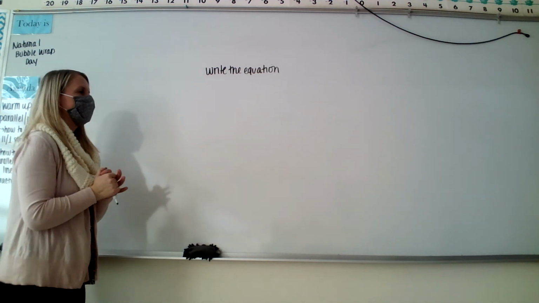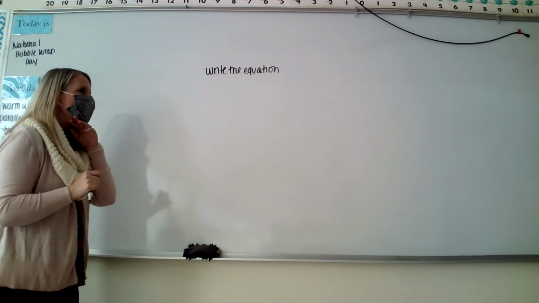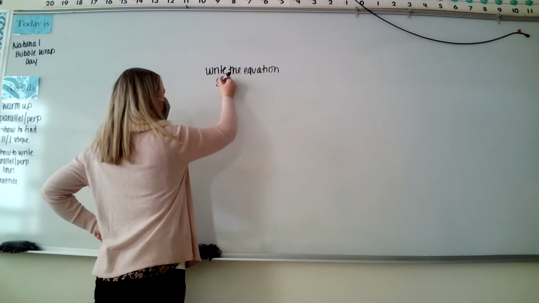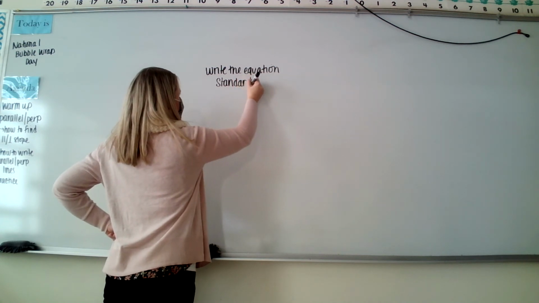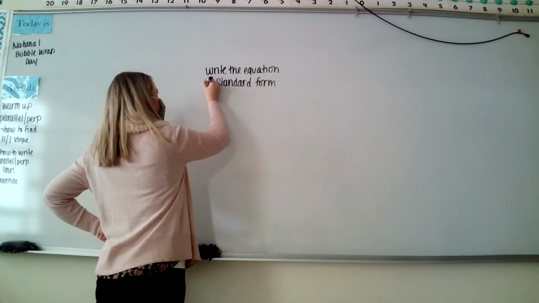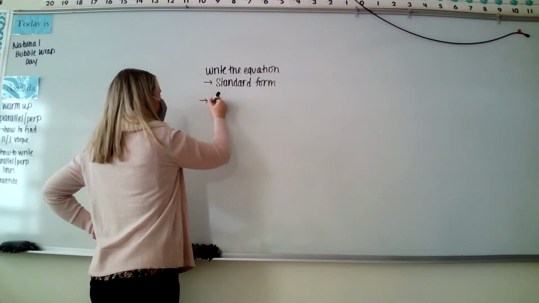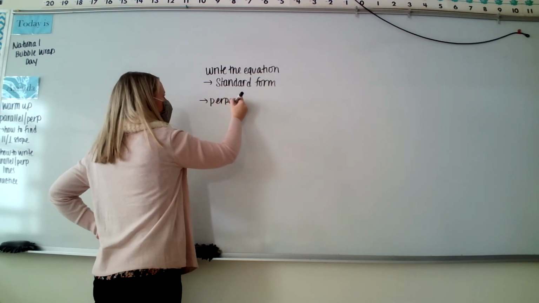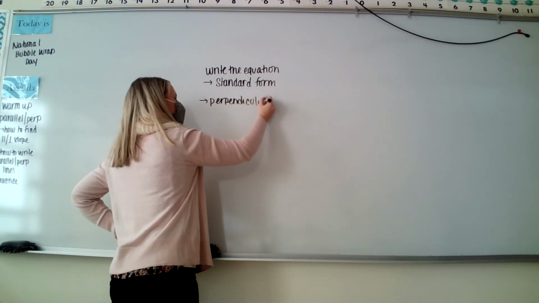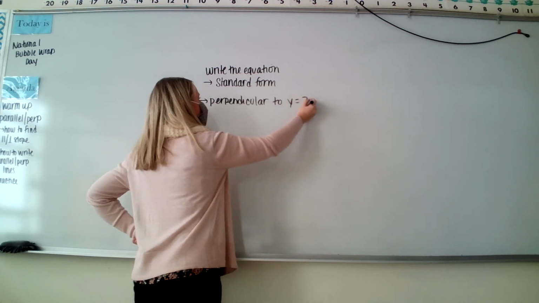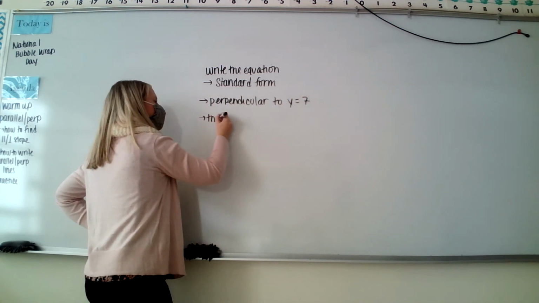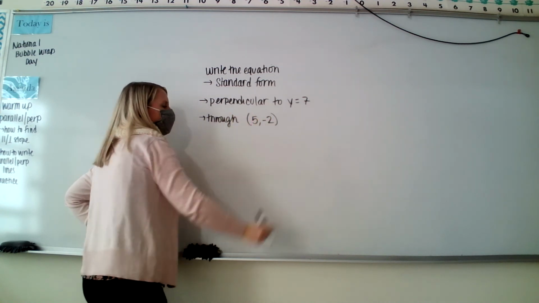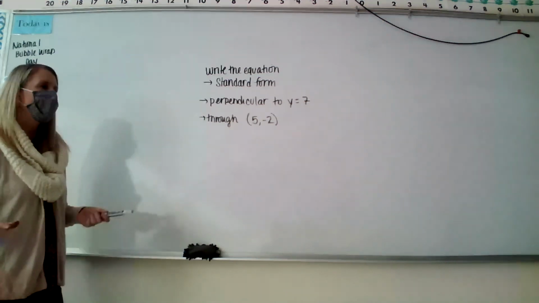Write the equation of a line, I'll just say in standard form, that is perpendicular to y equals 7 through the point (5, -2). So this is where you kind of have to start recognizing.